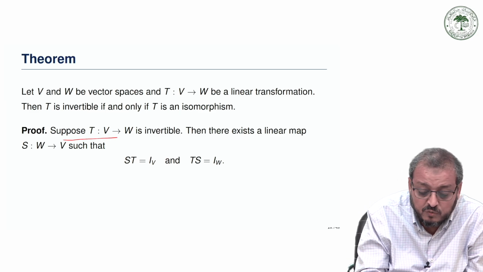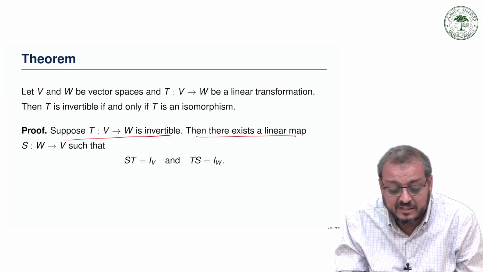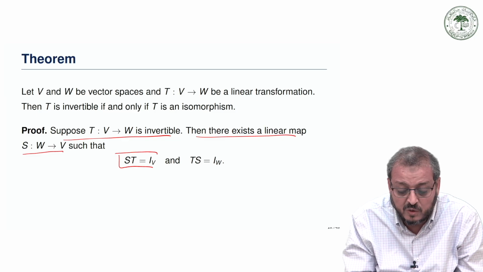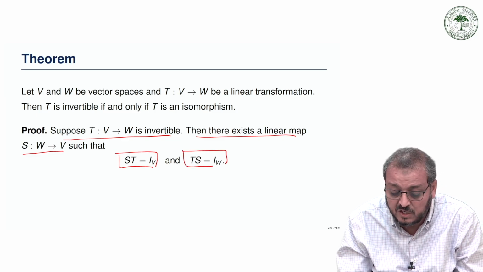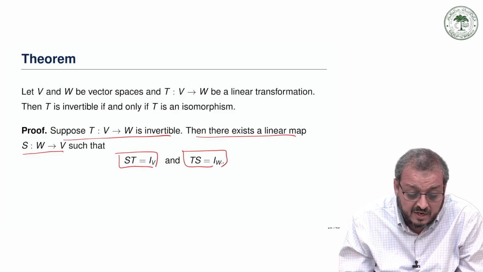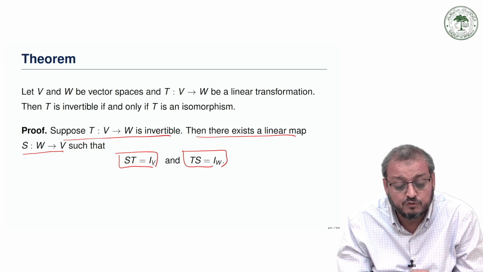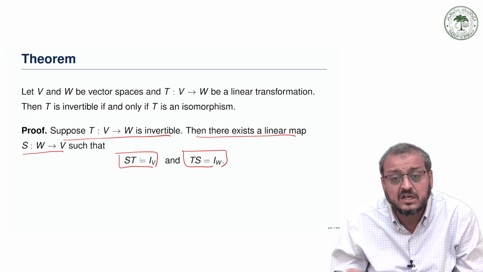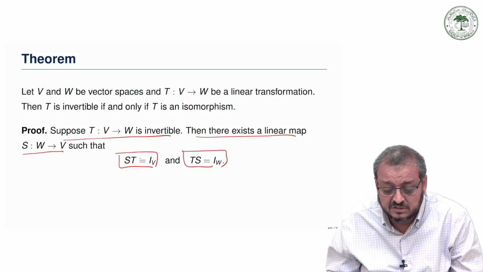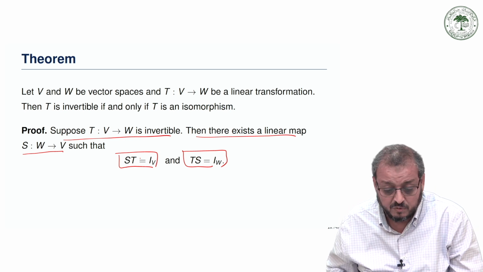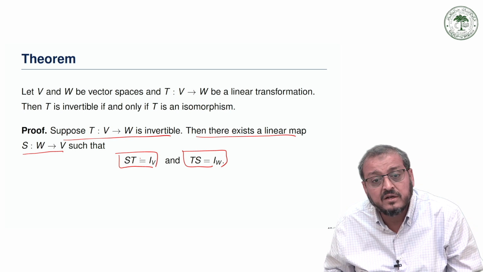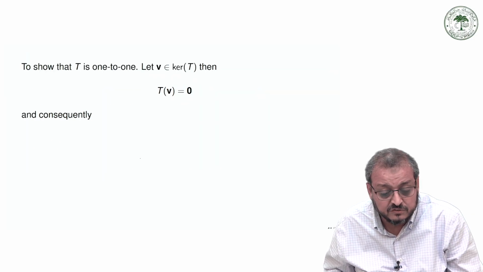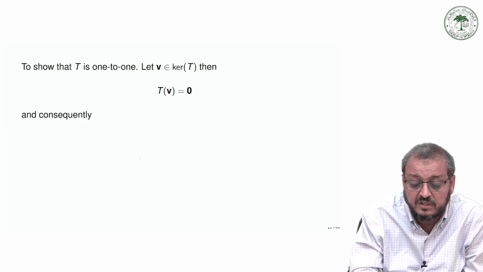Suppose T from V to W is invertible, then there exists a linear map S from W to V such that ST is equal to identity of V and TS is equal to identity of W. This is our given condition: ST is equal to identity of V and TS is equal to identity of W. Now we have to show that T is one-to-one. So T is one-to-one means we show that the kernel of T is equal to 0.